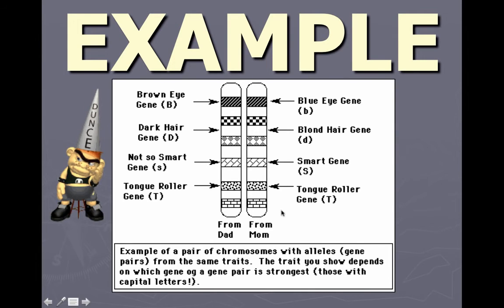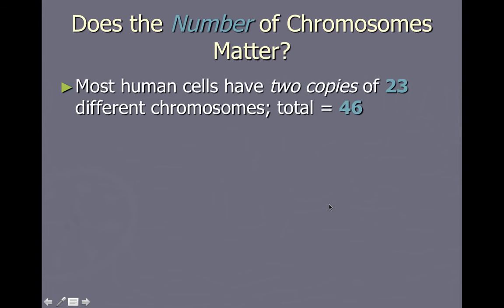You don't have to get different ones from both parents. In this case, let's say that both dad and mom are contributing a big T, or the ability to tongue roll, into their kids. So it's highly likely, or almost statistically guaranteed, that their kid is going to be able to roll their tongue as well because they're getting the same form here. Okay?